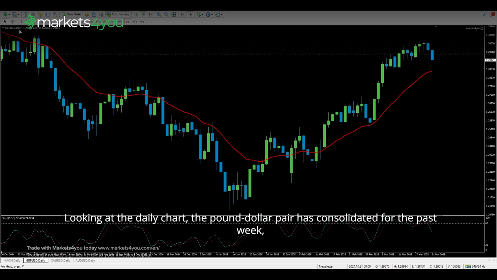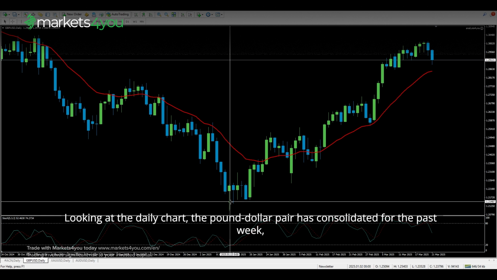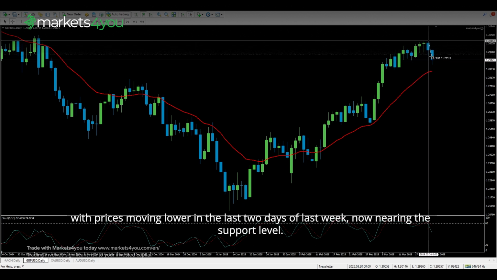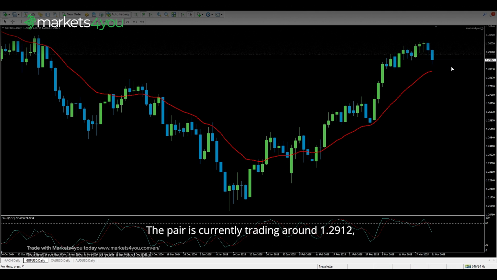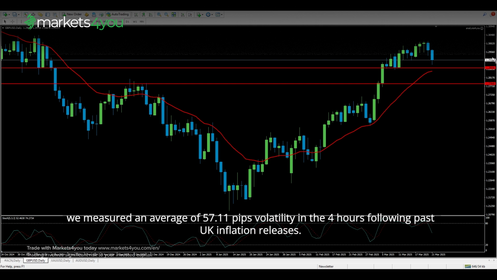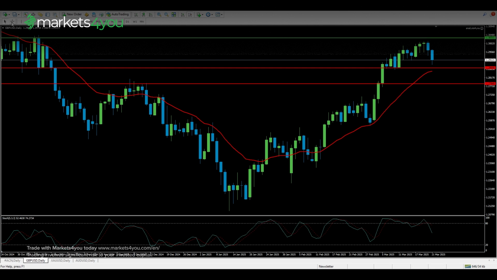Looking at the daily chart, the pound-dollar pair has consolidated for the past week, with prices moving lower in the last 2 days of last week, now nearing the support level. The pair is currently trading around 1.2912, with UK inflation data ahead on Wednesday that typically shows increased volatility during such periods. We measured an average of 57.11 pips volatility in the 4 hours following past UK inflation releases.